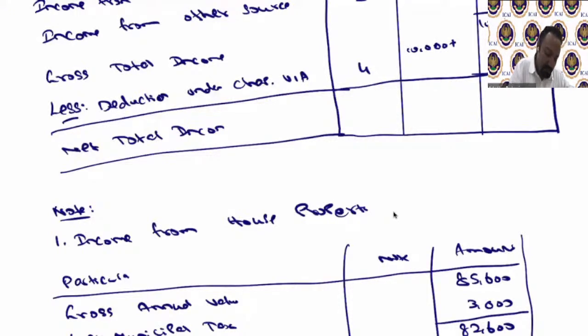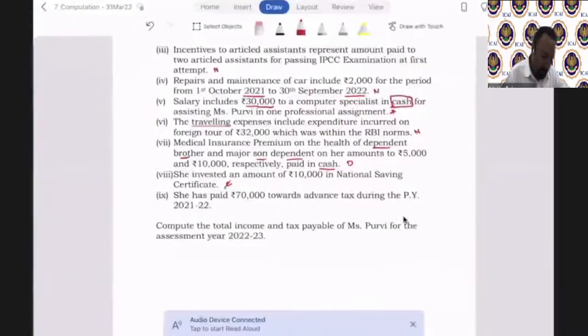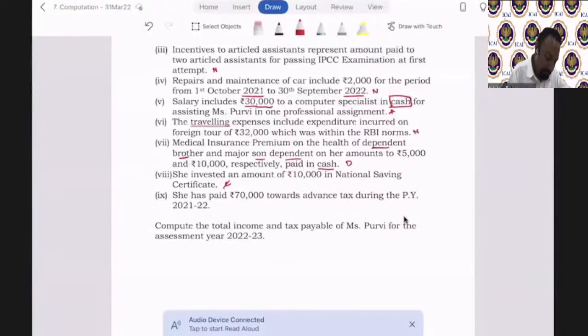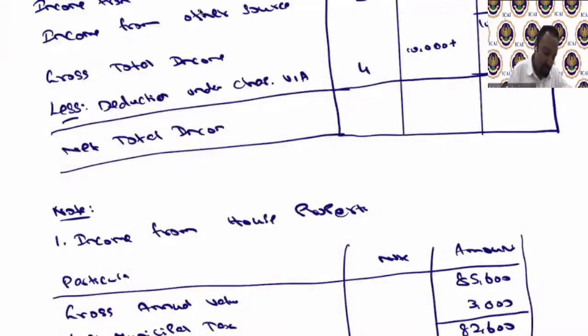she has 80D also. When it comes to 80D, what did we say? Major son dependent on. So we only spoke about minor son. That is the only thing we need to consider. So there is nothing in 80D because it is paid in cash, and major son and brother are not considered. So we'll have to ignore it and say only this 10,000 needs to be considered.